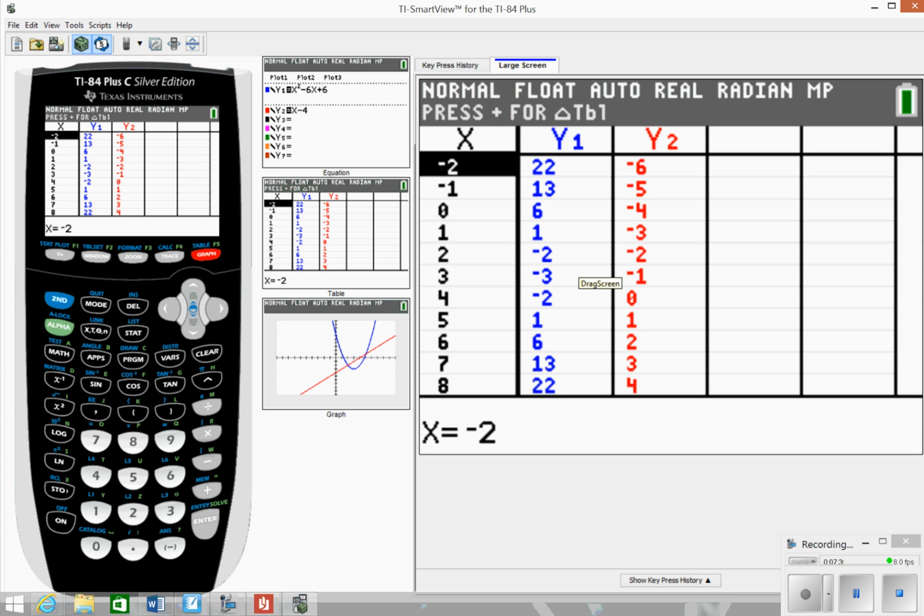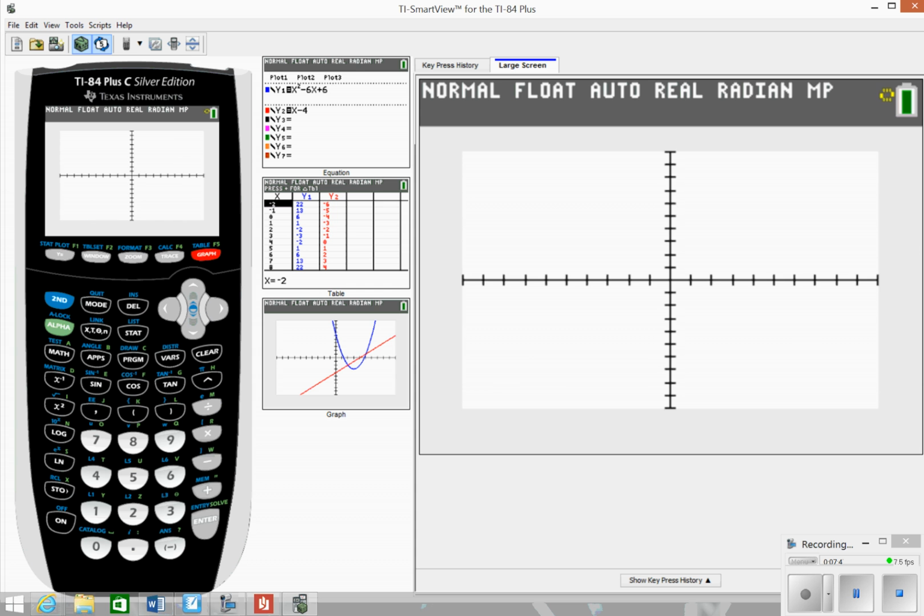So that's one way. But the question is, what if you get decimals? What if you don't get whole number solutions? How do you check them then? So what you need to do then is you go to the graph and you use that second trace feature.